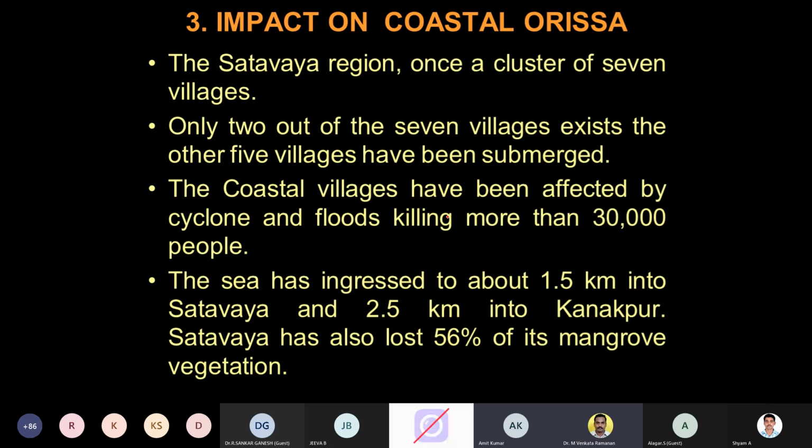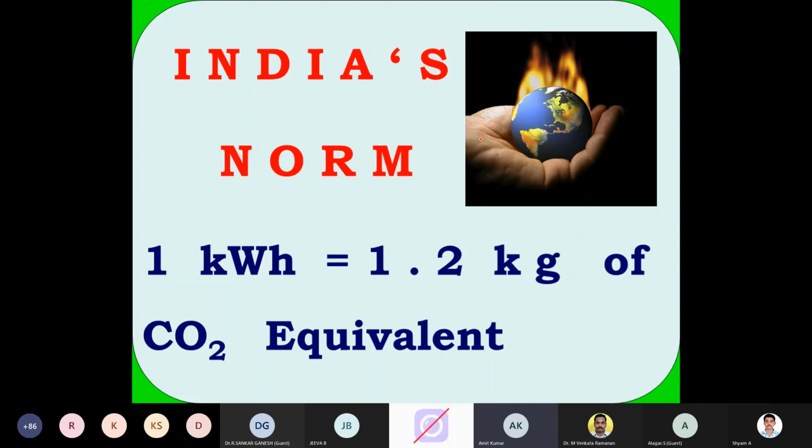Like in coastal Orissa, 5 out of 7 villages have submerged. That is also one important factor you people have to know. Okay. Now, norm wise, it has been established that for every 1 unit of electricity India makes, 1.2 kg equivalent of CO2 is emitted. For every 1 unit of power India generates, it has been arrived that 1.2 kg equivalent of CO2 is emitted.